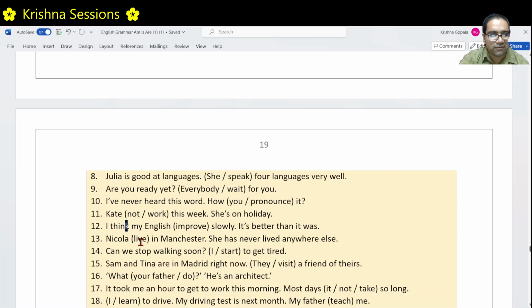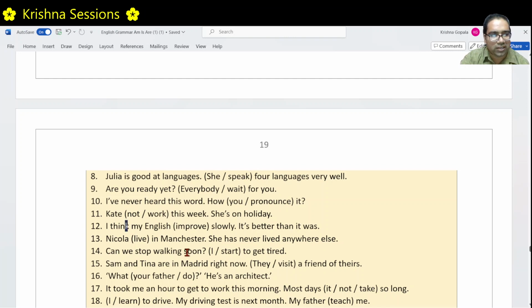Nicola lived in Manchester. She has never lived anywhere else. That means it's a permanent thing. Past, present, future, every time she is living in Manchester only. So Nicola lives in Manchester. She has never lived anywhere else.